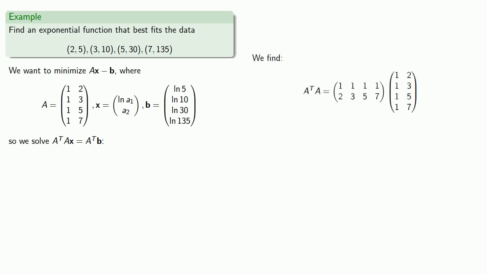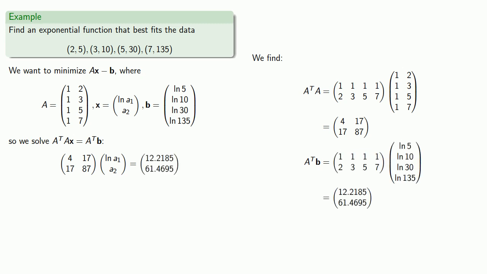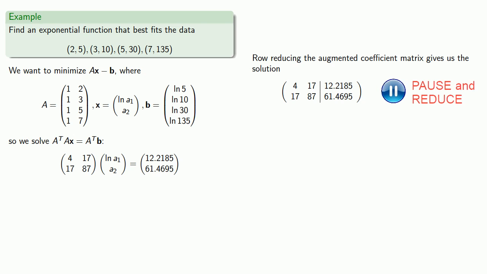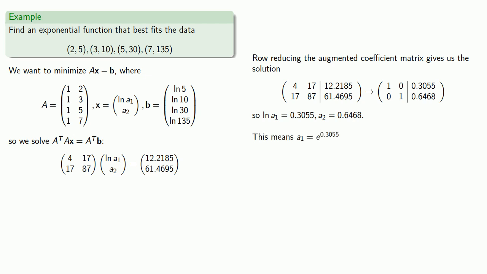So let's find A transpose A, A transpose b, and let's row reduce the augmented coefficient matrix, which will give us the solution. And the thing to remember here is that what we're actually solving for are log of a1 and a2. So we know that the log of a1 is about 0.3055, and so that means a1 is e to this value, about 1.3574, and so that gives us our best fit exponential function.